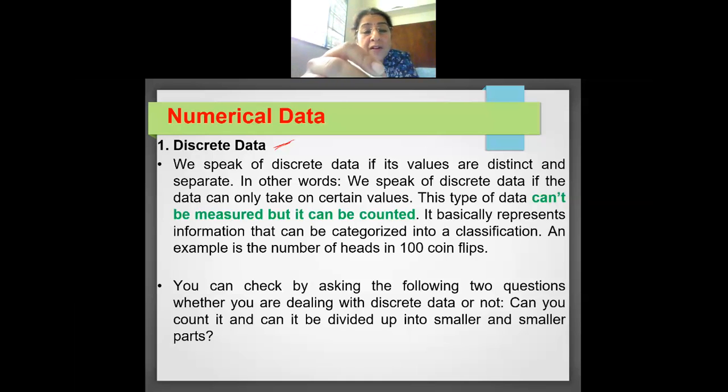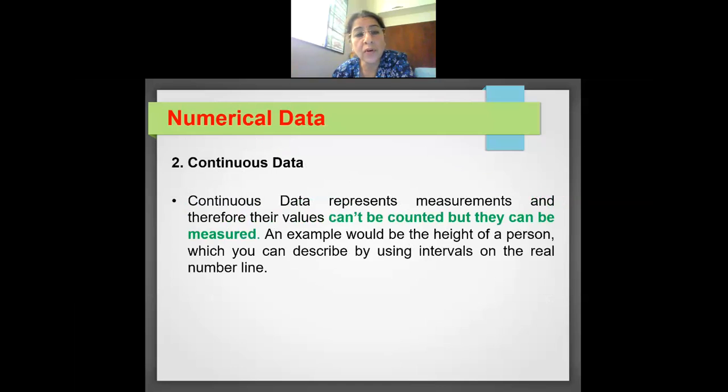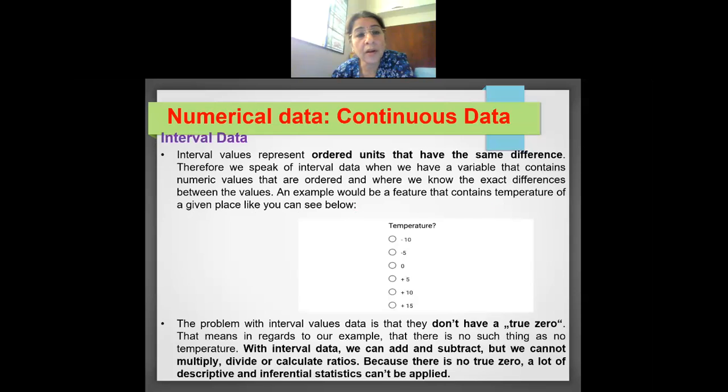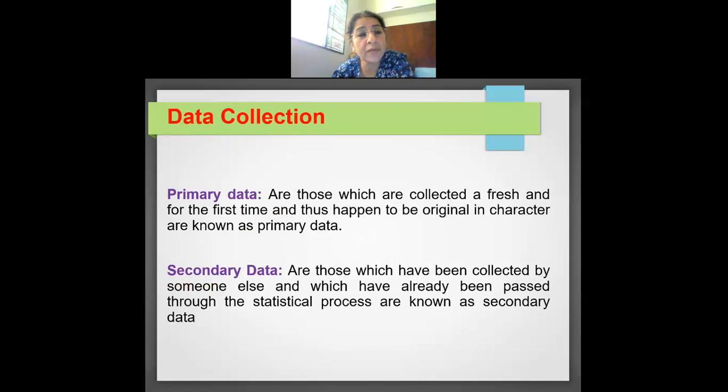Once you understand your data properly, you will be able to make the proper selection of the statistical technique. So continuous data, as I told you, cannot be counted, but it can be measured. For example, height and weight of a person are continuous data. I have an example; let's see if time permits.